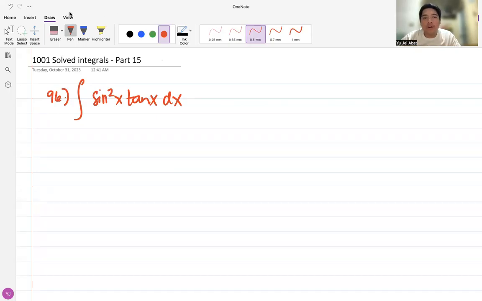Hi, so for today, we're going to talk about the 1001 solved integrals, part 15. So we're going to solve 5 problems for this.